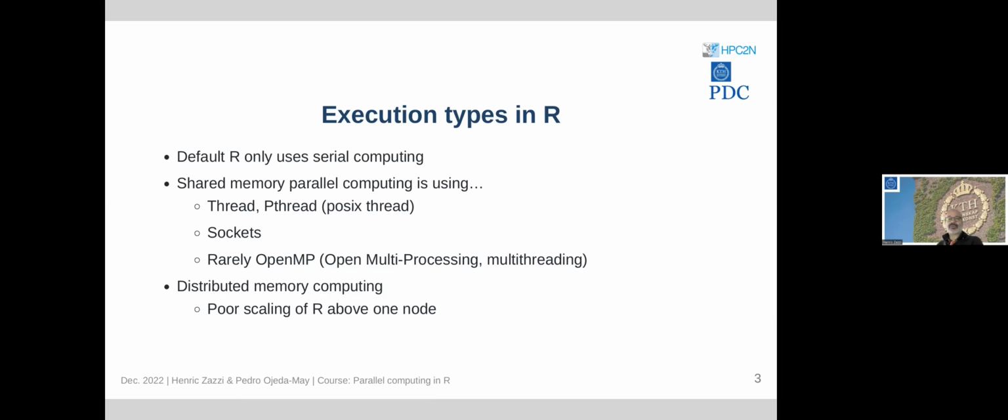Then there is something called distributed memory computing, which Pedro went through yesterday as well. And that is more for the clusters, where you use different nodes to move your data to different nodes and compute it in parallel there. I would say, in general, distributed memory computing in R is not used that much because it shows really poor scaling.